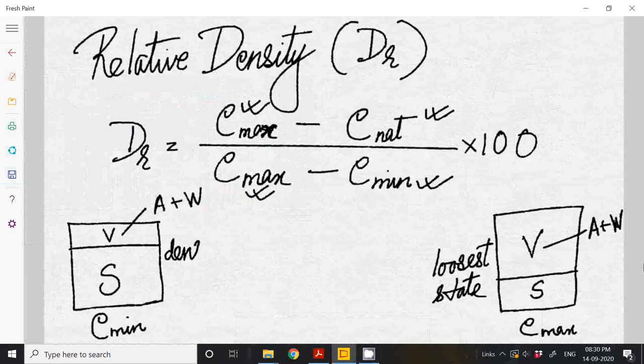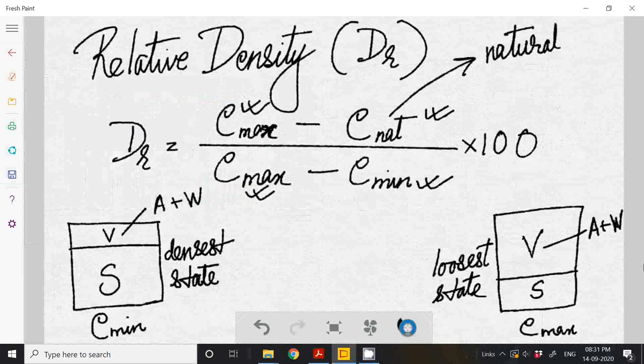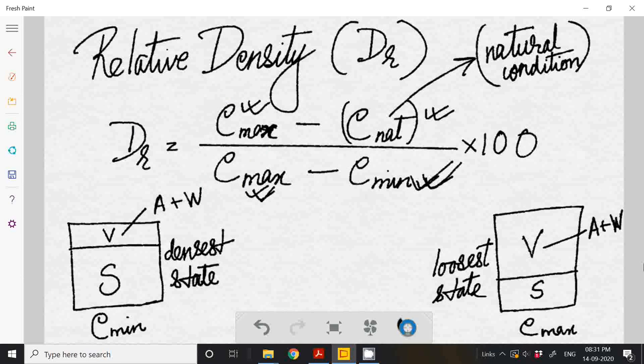So this is called minimum void ratio, and this is when the soil is in the densest state. And E natural means in natural condition, whatever the soil condition the soil is in, whatever void ratio you get at site, that is called the void ratio in natural state. So if we get these values, void ratio in the loosest state, void ratio in the densest state, void ratio in the normal natural condition, then we get the relative density.